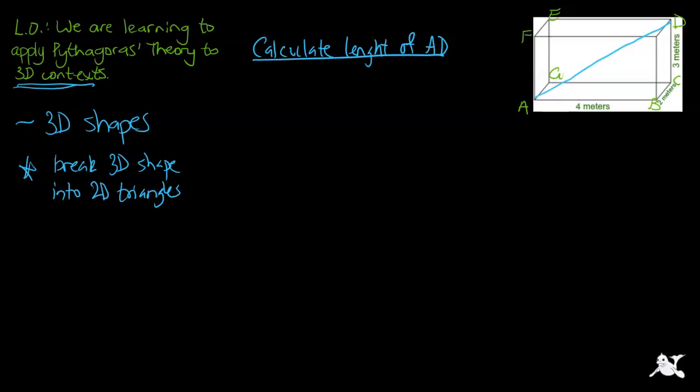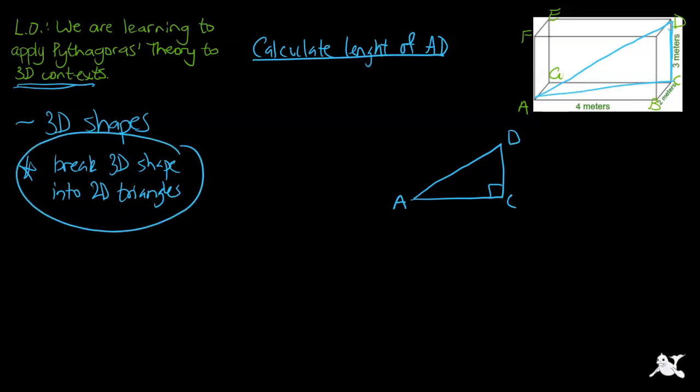The 2D shape comes in if we draw another line from A to C, and from D to C, you can see that 2D triangle forming. So let's draw it down here. We've got our triangle, and there's our right angle, which will be down by C. D will be on the top there, and A would be down the bottom there. That's an example of breaking our 3D shape into a 2D triangle. We're then going to put down the measurements. We know this here is 3 meters. We're trying to calculate AD, so I'm going to put X there.